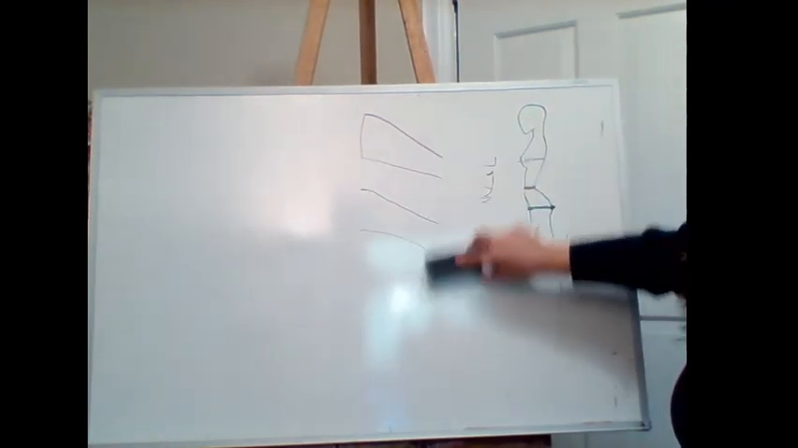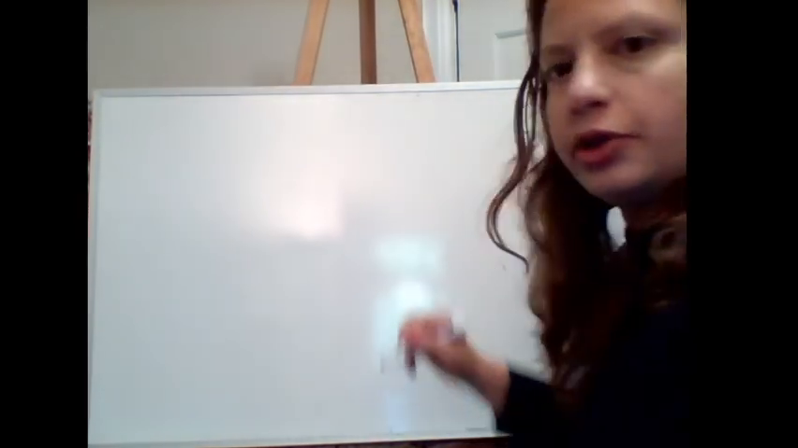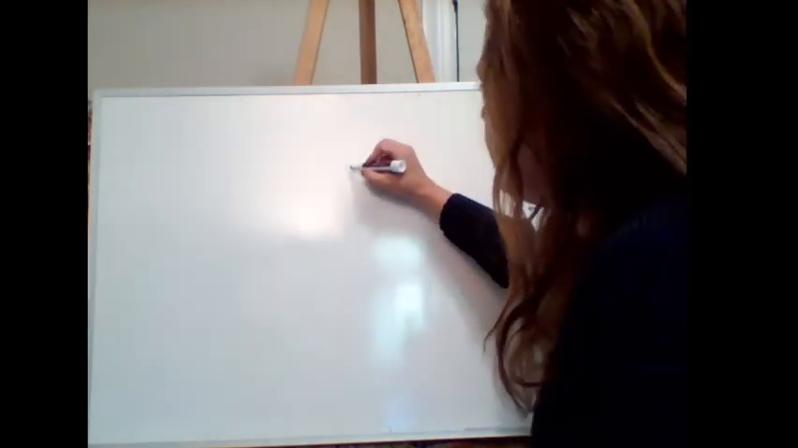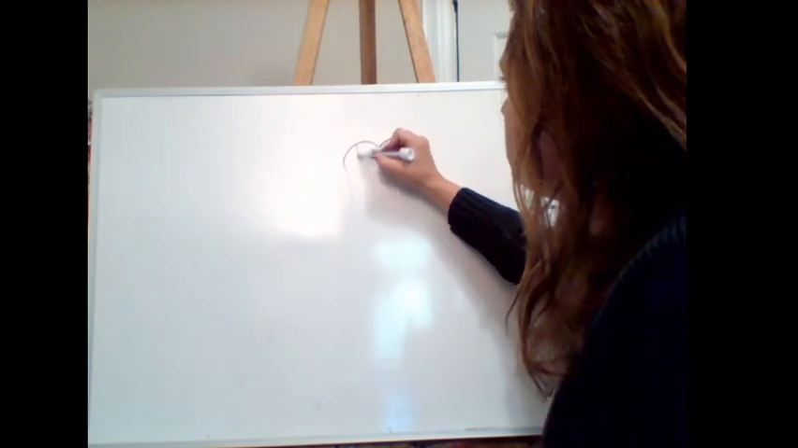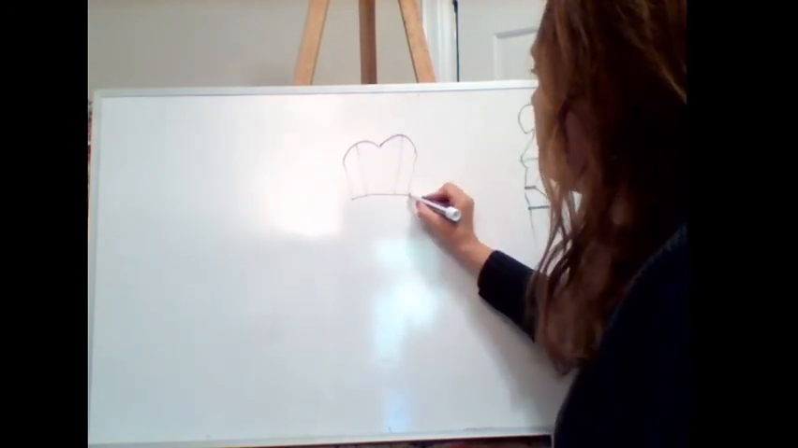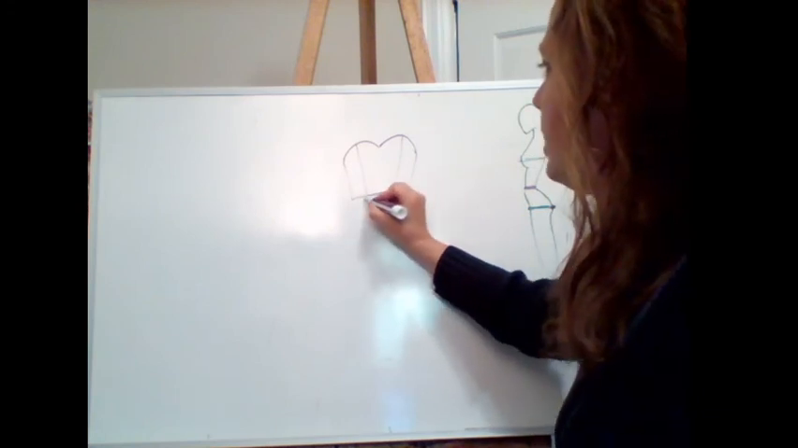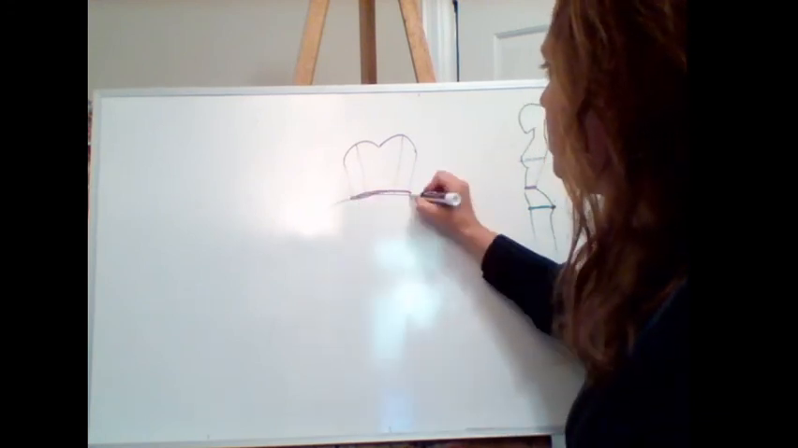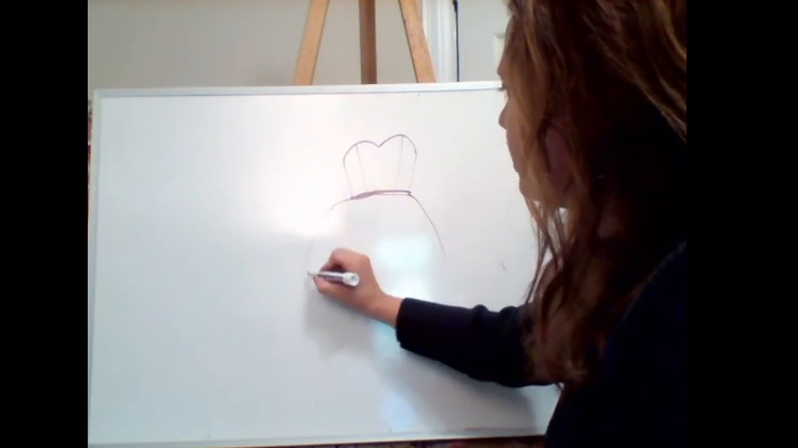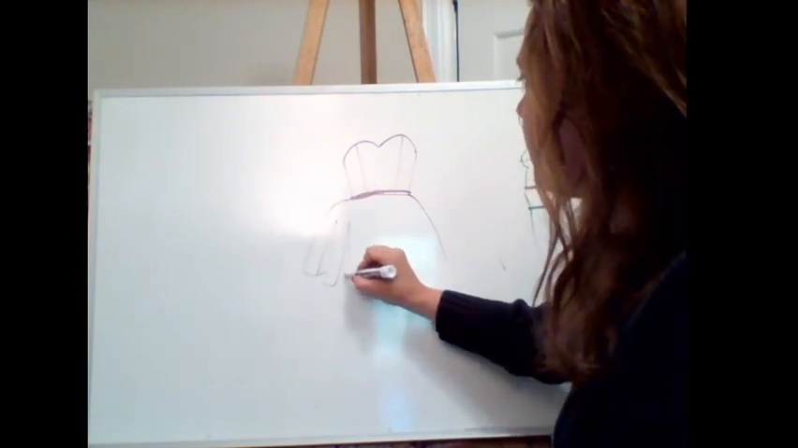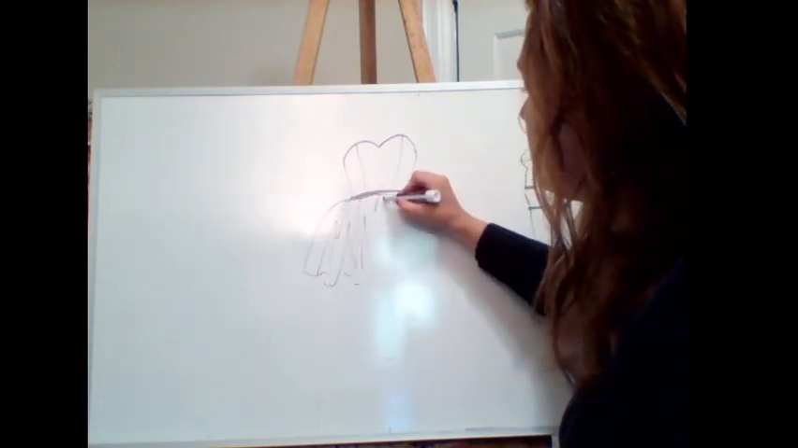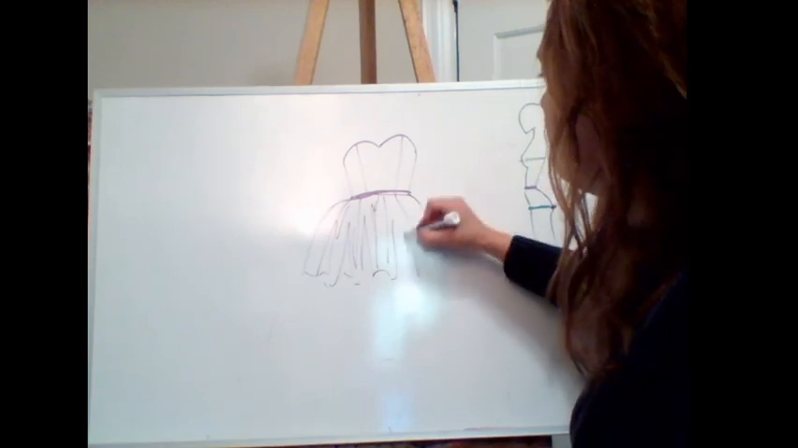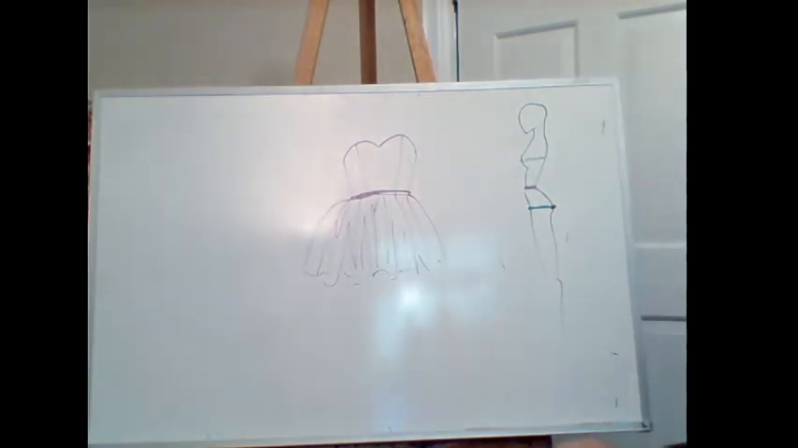We can do this in dresses too. So a very common style of dress is the baby doll dress, which is very fitted. Let's do a little strapless baby doll, and here's a little waist seam. We need that waist seam because what I want to do is have this very fluffy, flared out skirt. Again, I'm exaggerating, but I want you to get the idea of it. It can be very full, of course. And I need that seam right there.